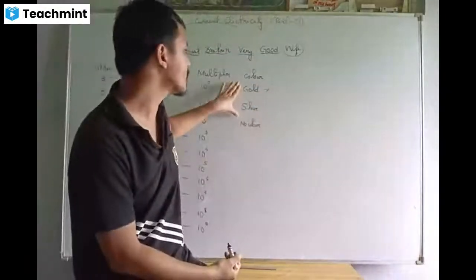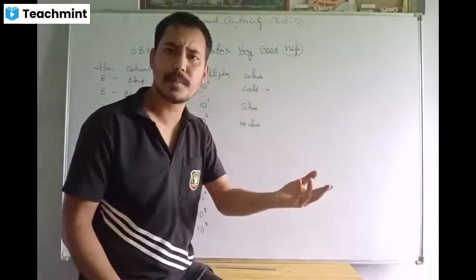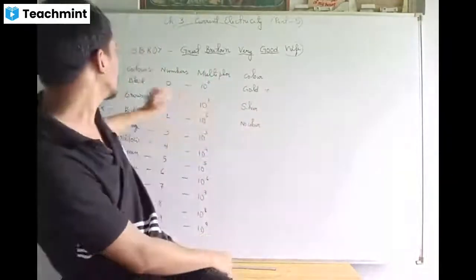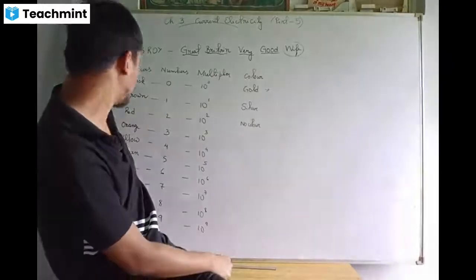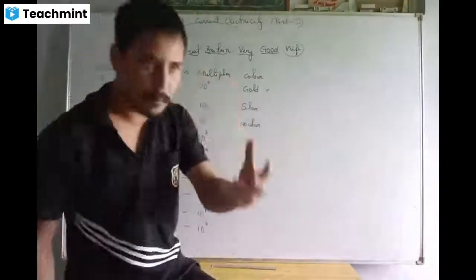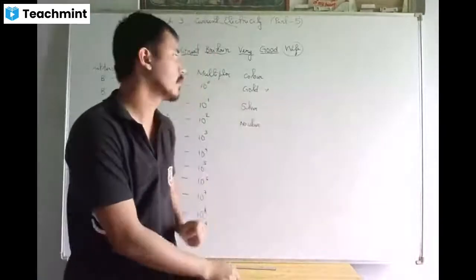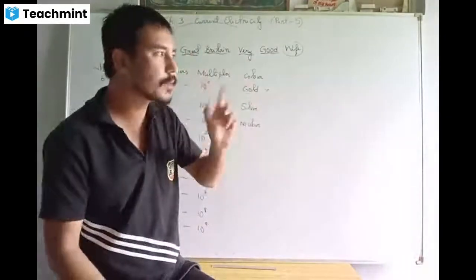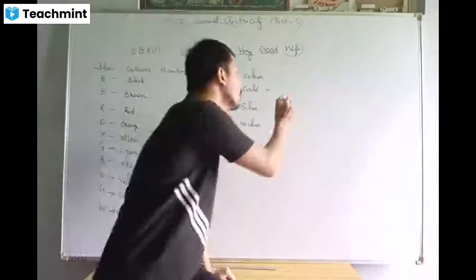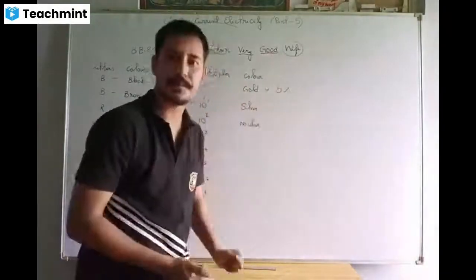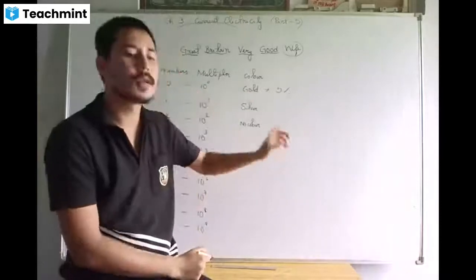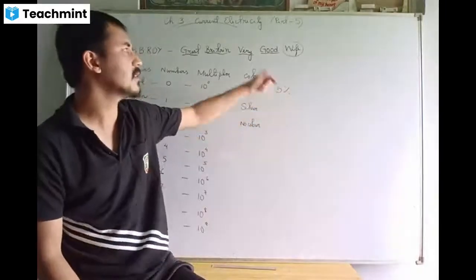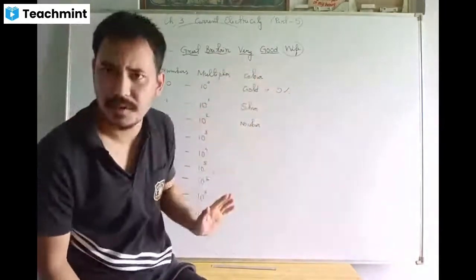Your fourth colored band will be either gold, silver, or no color. All right? The fourth colored band cannot be black, brown, red, orange, yellow, green, blue, violet, gray, or white. It will be either gold, silver, or no color at all. If the fourth colored band is gold, then the tolerance will be 5%. That means your resistance is 5% greater than the given value, or 5% less than the given value. Okay?